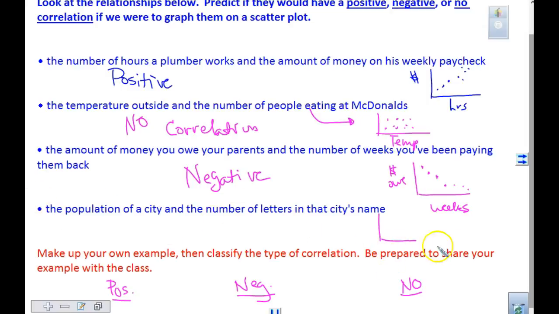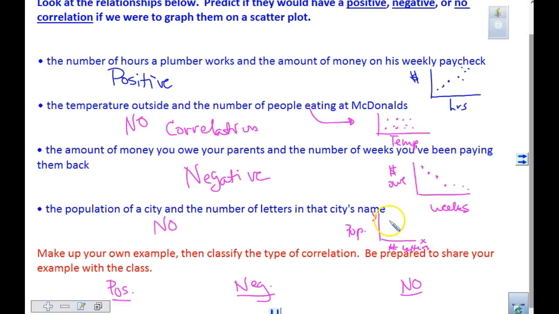Population of the city. So where'd you put population, Joe? I put population on the y-axis. Okay, population on the Y. Would it matter? No. So population here, and then this would be your number of letters. You could have it switched around. It doesn't matter, right? What did you have? Positive, negative, no? No.